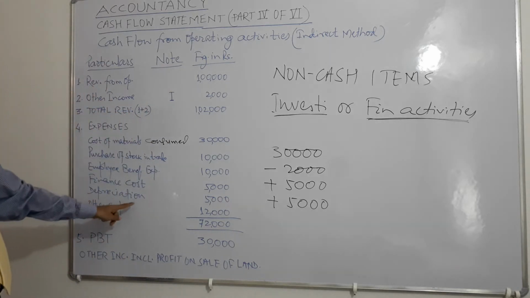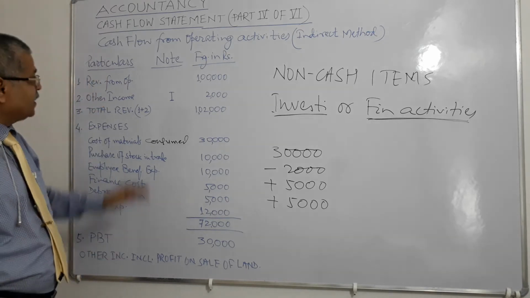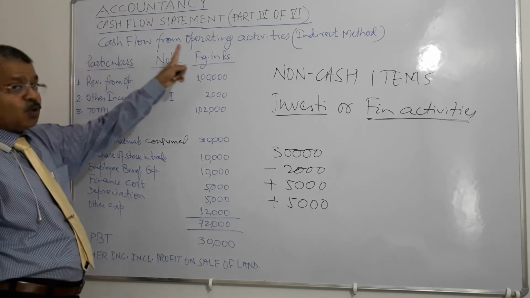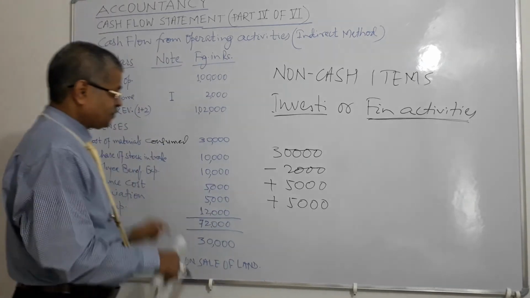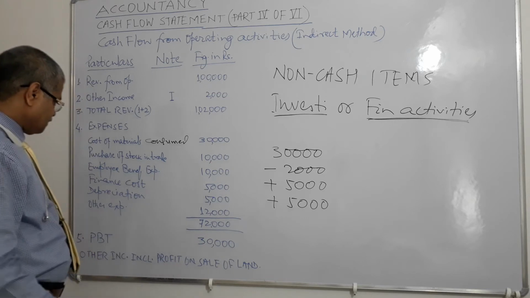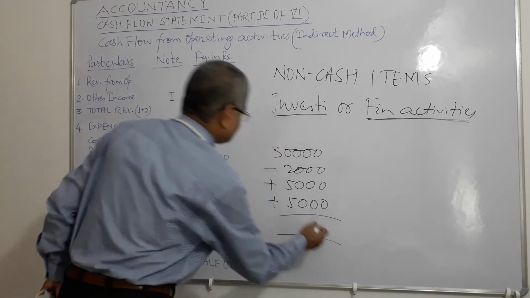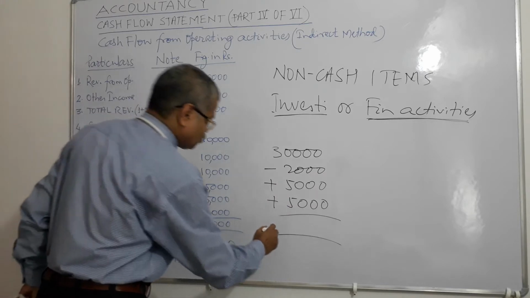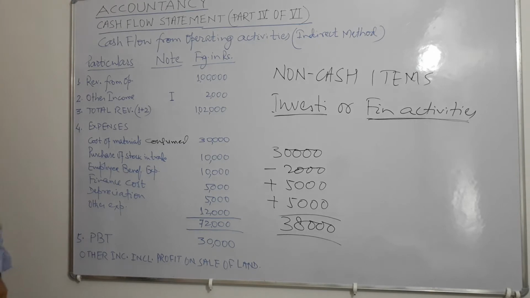Next one, expense is depreciation 5,000. We know this is a non-cash item. It has been considered in this P&L and we are concerned with cash flow, so it will be added back to the income. So what do we get here? And other expenses as 12,000 is okay, right? So 30,000 plus 10,000, 40,000 minus 2,000, we come to 38,000, right? Correct?